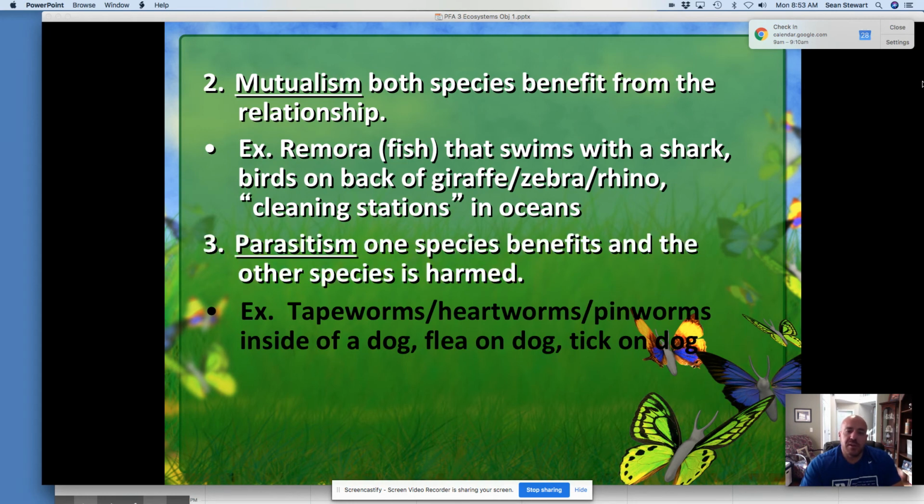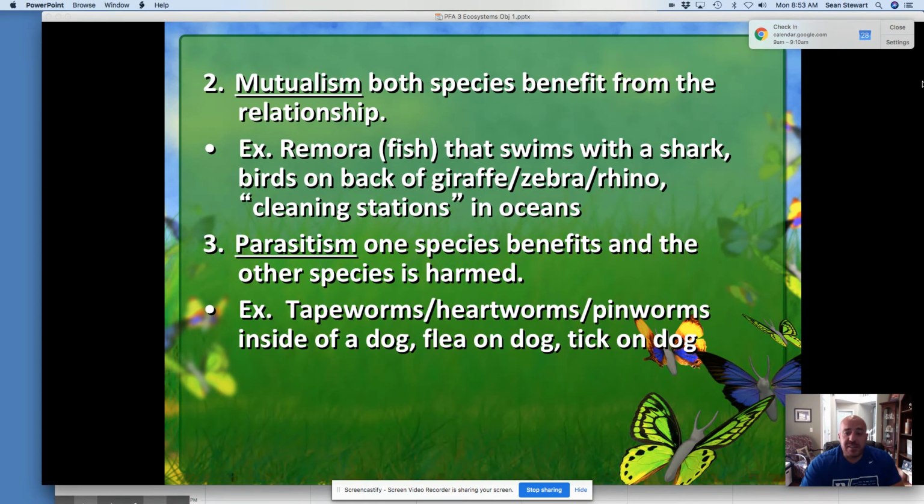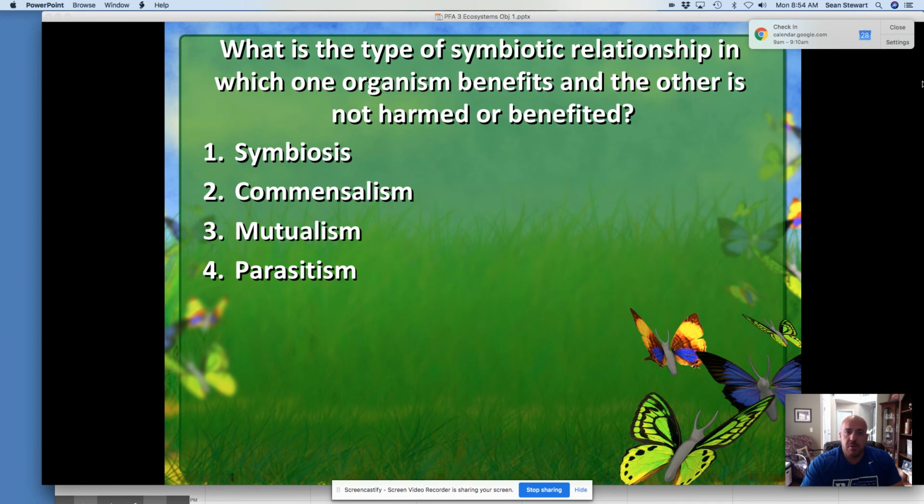So the only one left is parasitism. One species benefits and the other is actually hurt. And the common examples are things like tapeworms, fleas, or ticks on dogs. The fleas and ticks benefit by getting food, but the dog is harmed by having those on them. Usually the host of a parasite is not killed, mainly because it would not be a benefit to the tapeworm or heartworm or the parasite to kill its host, because then it would have to find a new host or it would die. But the parasites do harm the host.